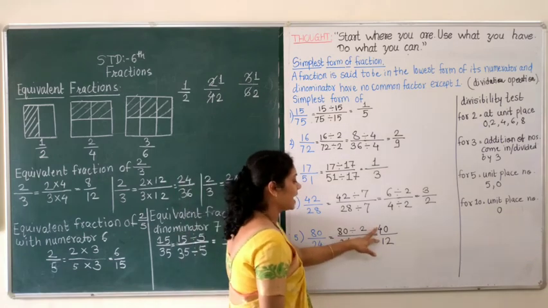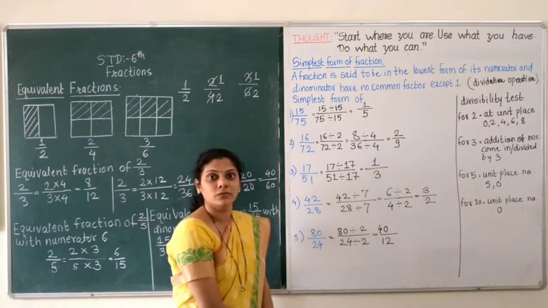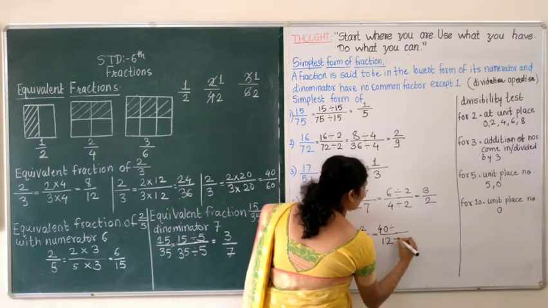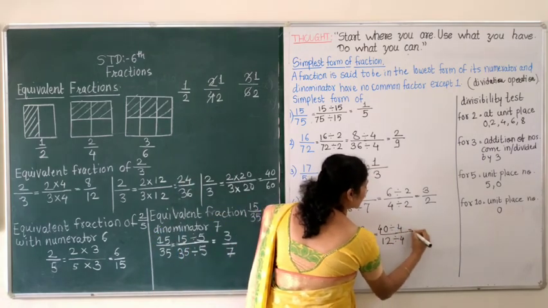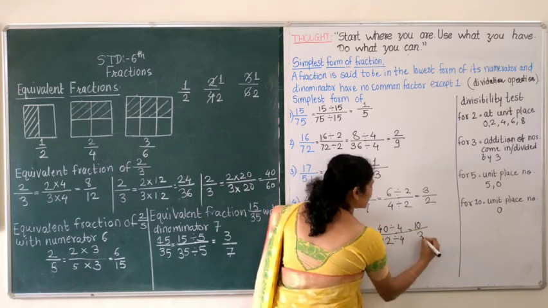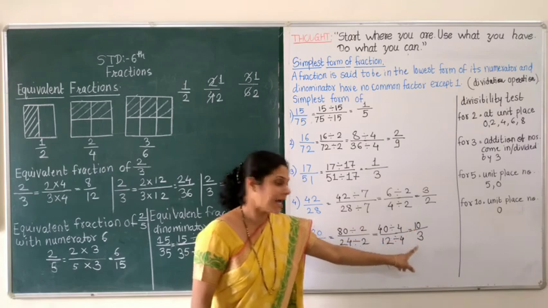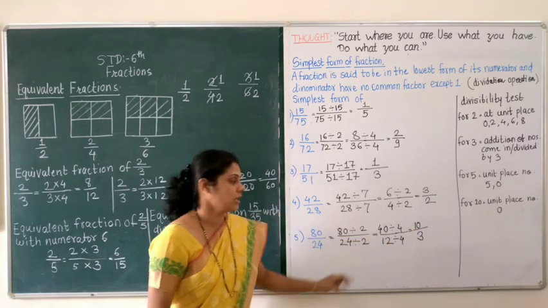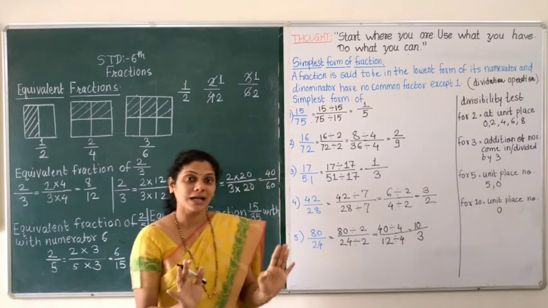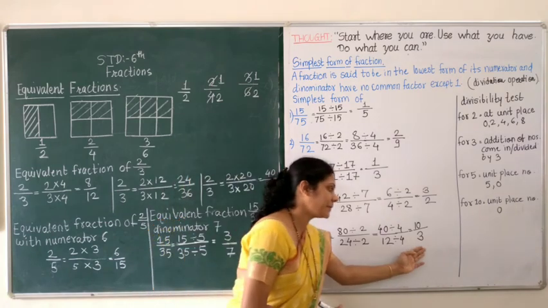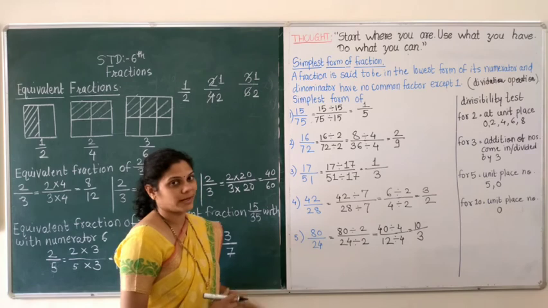Again 40 and 12 come in the table of 4. Very good. So I can divide these numbers by 4. 4 10s are 40, 4 3s are 12. So now you can see this is an even number and this is an odd number. So both do not come in a common table. So this is my simplest form of 80 upon 24.